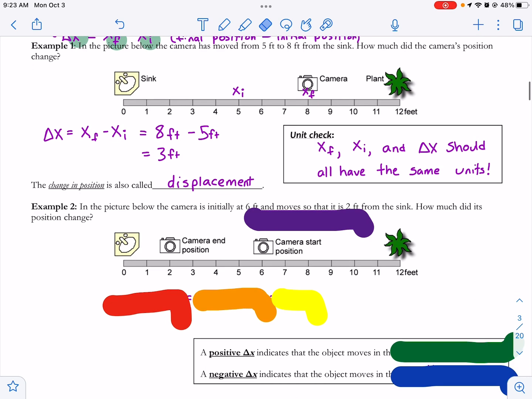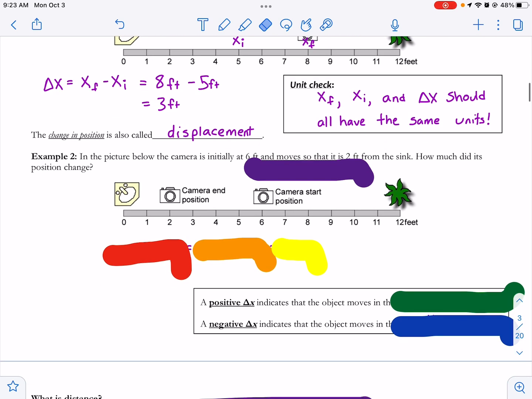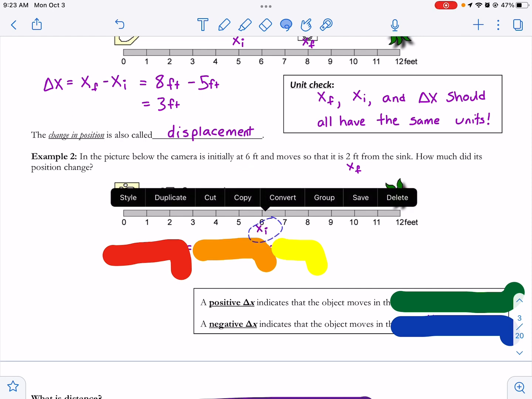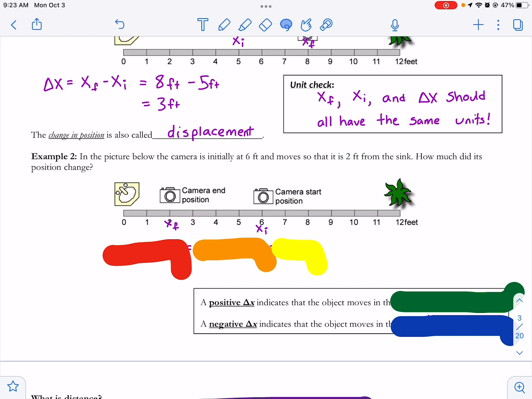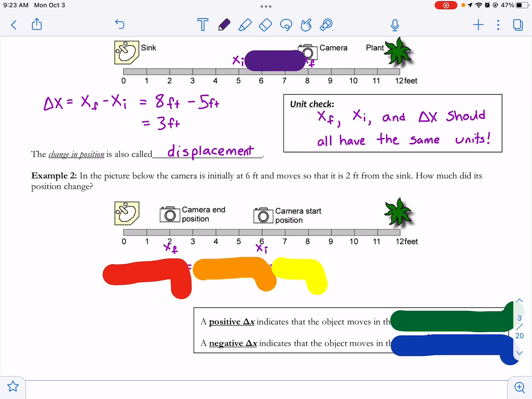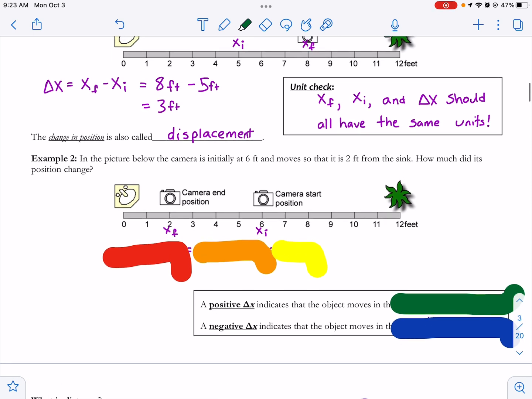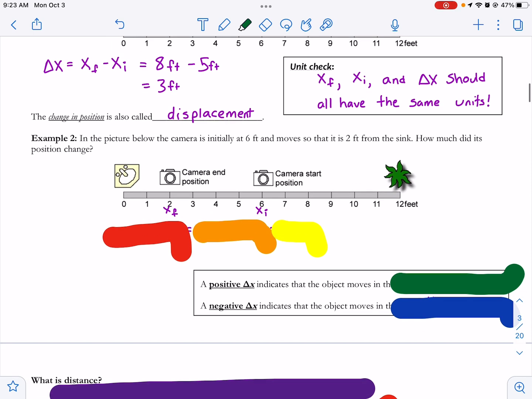All right, let's look at example 2. In the picture below, the camera is initially at 6 feet and moves so that it's 2 feet from the sink. So let's do the same thing. Let's take our initial and stick it at the 6, and our final and stick it at the 2. Okay, so look, it's going the other direction. In this first one up here, we were going toward the 8, and this time we're going toward the 2, which is in the opposite direction. So what is that going to do to our change in position?